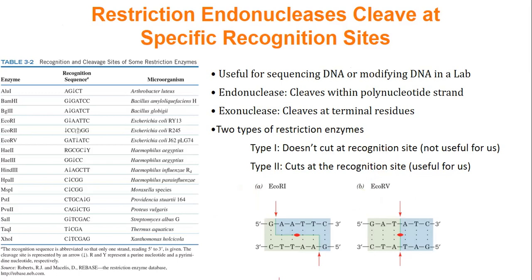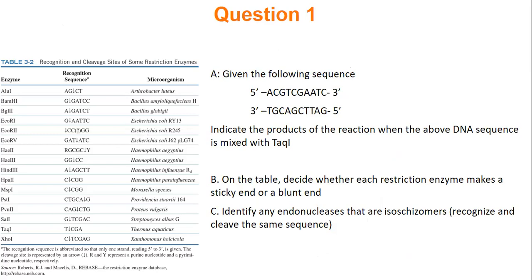All right, so just so we are comfortable with all the ideas presented there, I have a few questions for you. I have a sequence up there on the screen. I want you to tell me, if I added TaqI or TacI, what would be my resultant sequence? Then B, after you're done with A, take a look at B, and tell me which enzymes would make a sticky end or which enzymes would make a blunt end. Then see if you can find any endonucleases that are isoschizomers. An isoschizomer is simply an endonuclease that cuts at the same sequence, but they're from different organisms. So let's see if we can figure that out. I'll give everybody a few minutes to work on this and get comfortable with the idea of endonucleases. As always, if you have questions, let me know in chat.